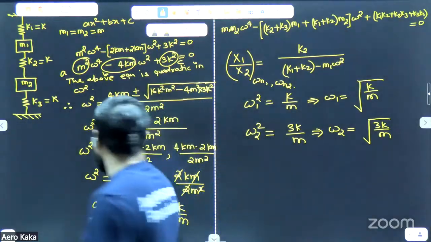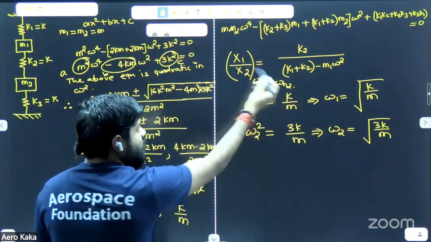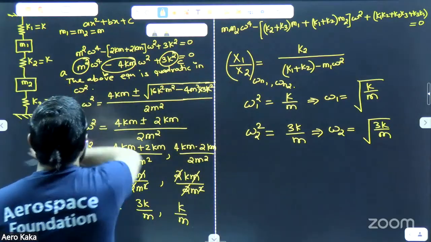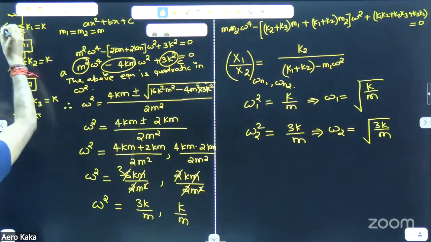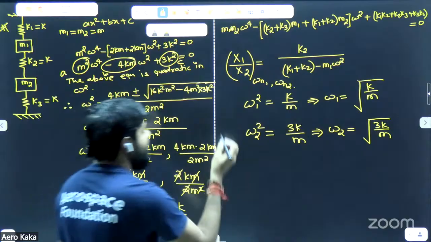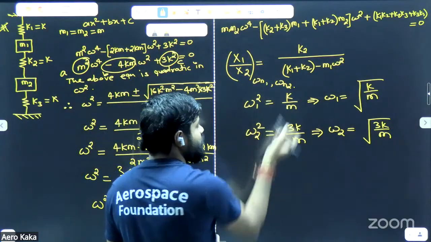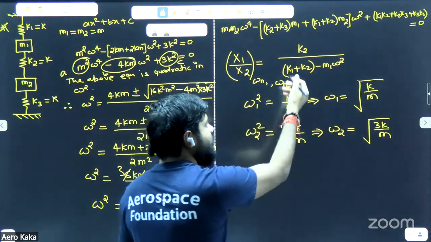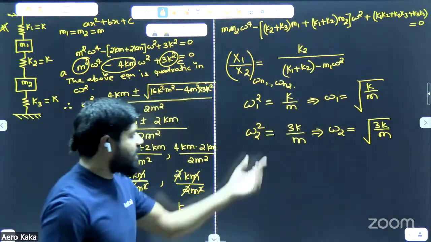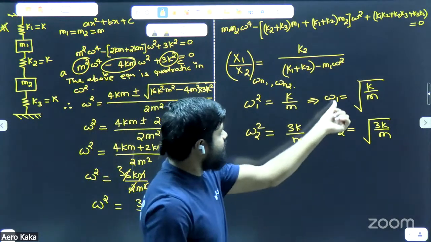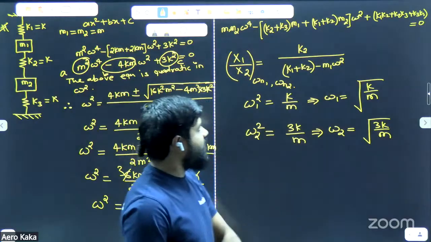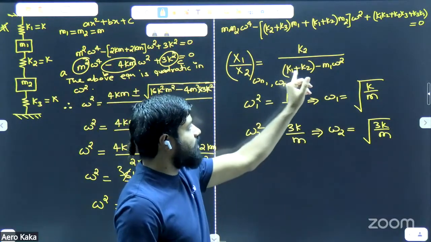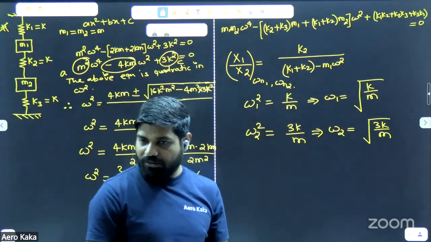Now, what about the mode shape of this particular system? Simply I can write x1 upon x2 corresponding to omega n1, and x1 upon x2 corresponding to omega n2. You know very well the value of omega 1 and omega 2, as well as the values of k1 and k2 in this equation.